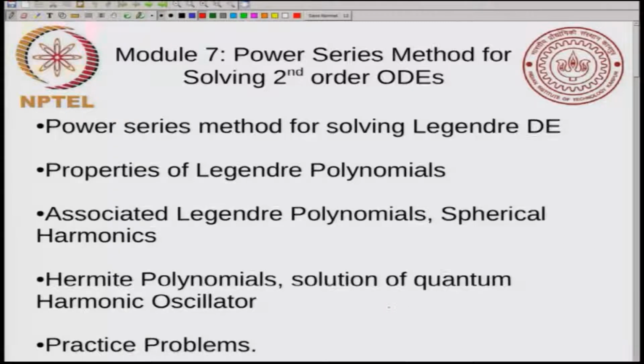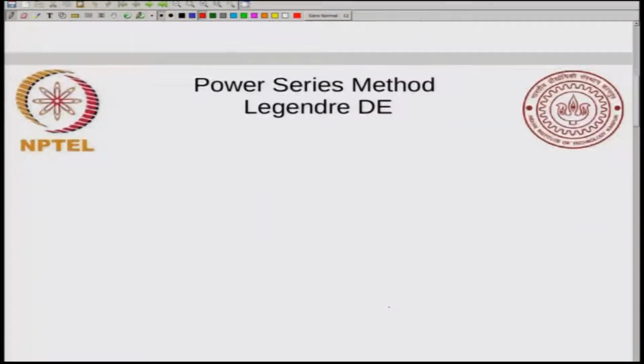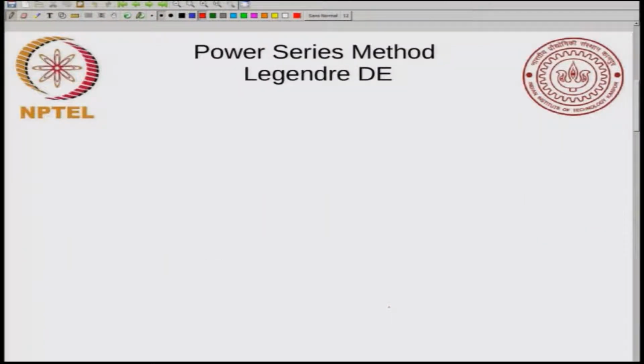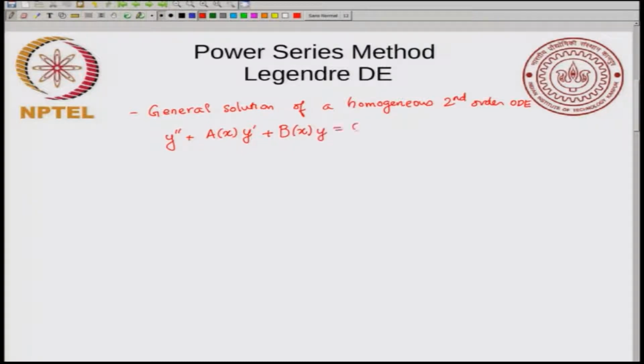So let us start with the power series method for solving ordinary differential equations. Now what does a power series method do? It gives you the general solution of a homogeneous second order ODE. A typical homogeneous second order ODE is written in this form: y double prime plus a of x y prime plus b of x y equal to 0.